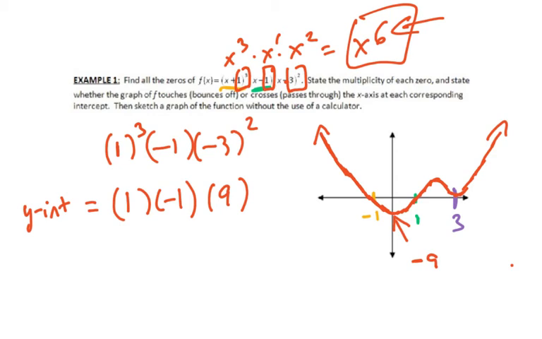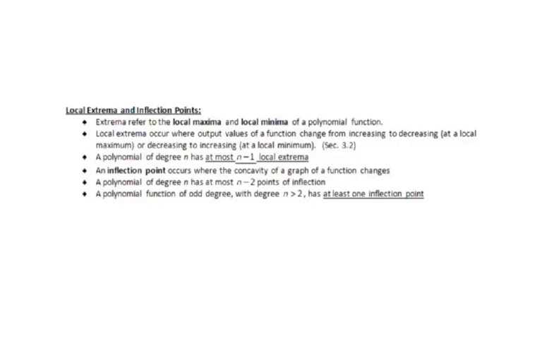The product of the very last terms would be the constant, right? Because you're multiplying everything by everything. So it's pretty much it. Again, remember this cross here touches. I like to say bounce, but touches. Okay. All right, local extrema and inflection points.